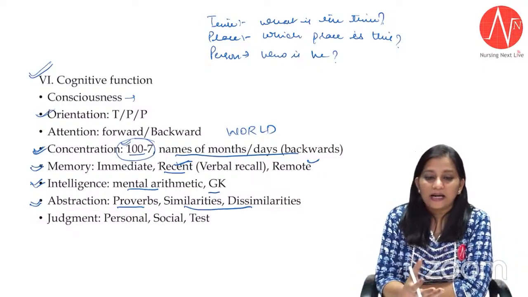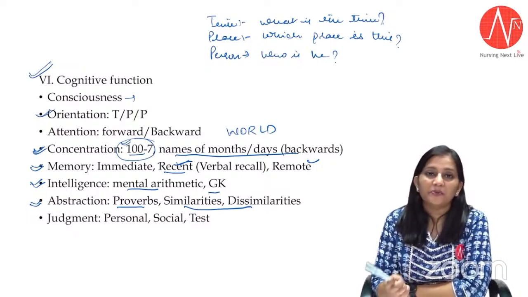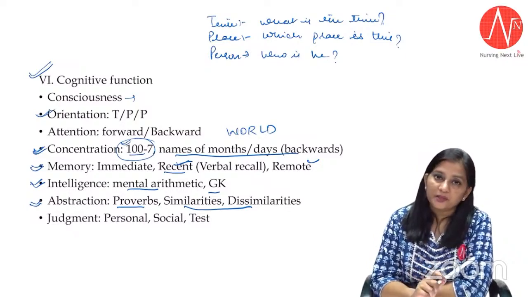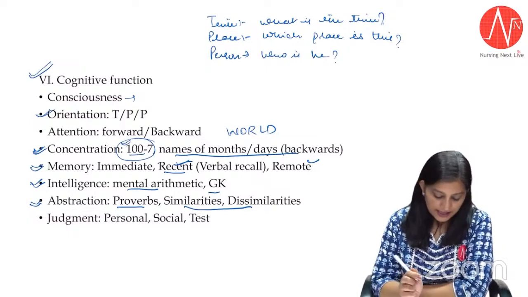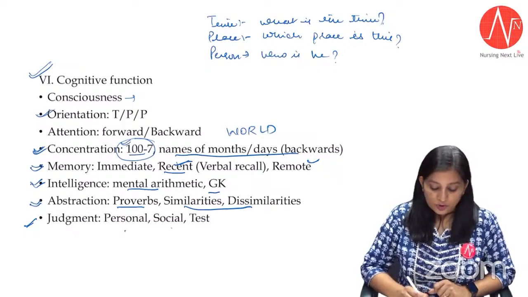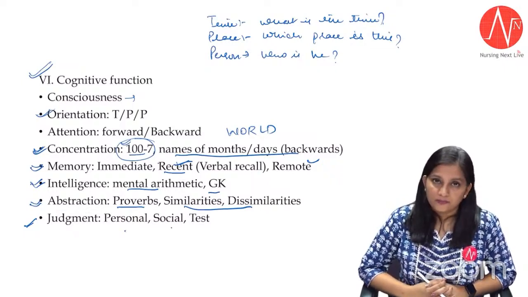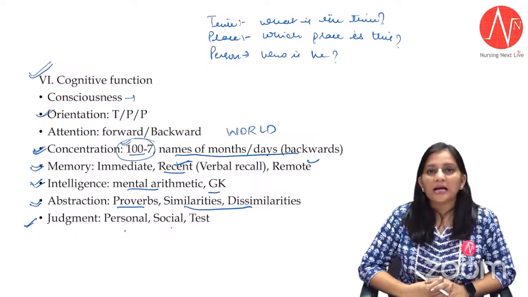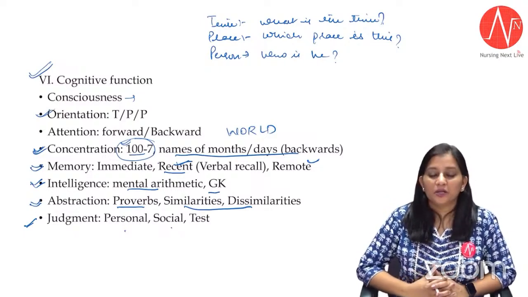You can ask the similarities and dissimilarities between related objects. Like you can say, what is the similarity between a pen and a pencil? What is the similarity between an apple and a ball, an orange or a ball? So similarities and dissimilarities. Then judgment. In judgment, personal, social, and test judgment are assessed. We give some certain conditions to the patient and ask what judgment the patient is making in those conditions.